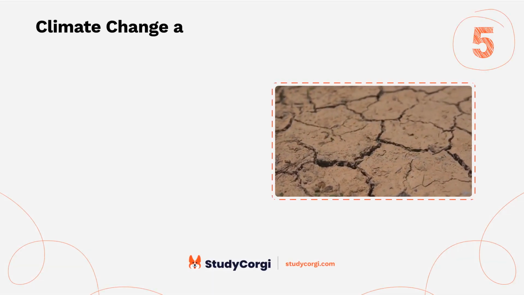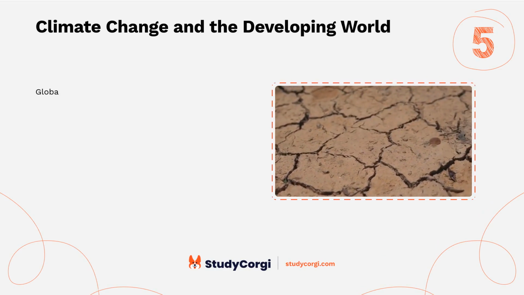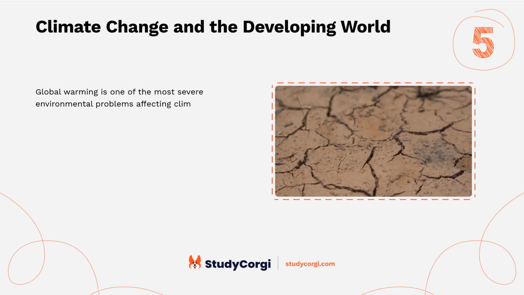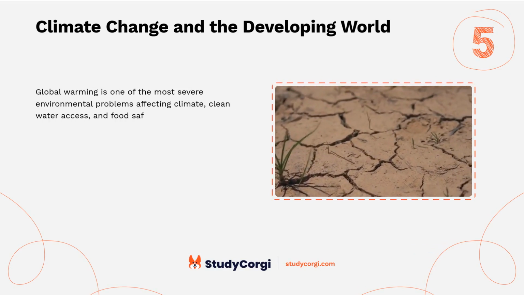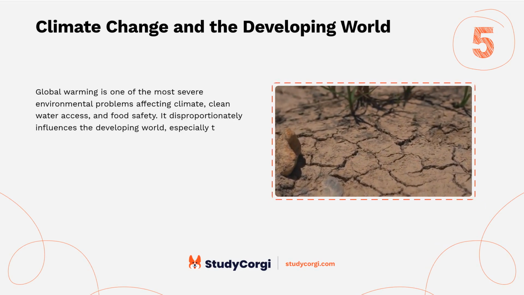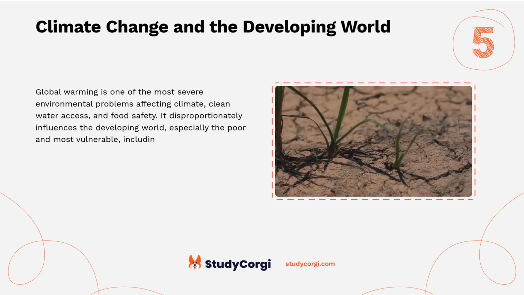Climate change and the developing world. Global warming is one of the most severe environmental problems affecting climate, clean water access, and food safety. It disproportionately influences the developing world, especially the poor and most vulnerable, including women and children.